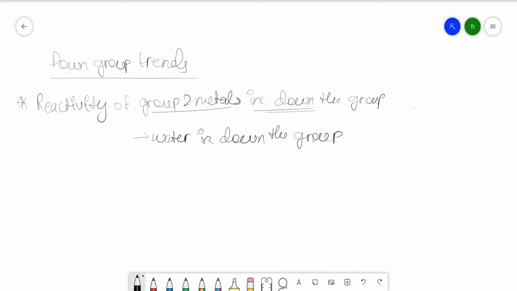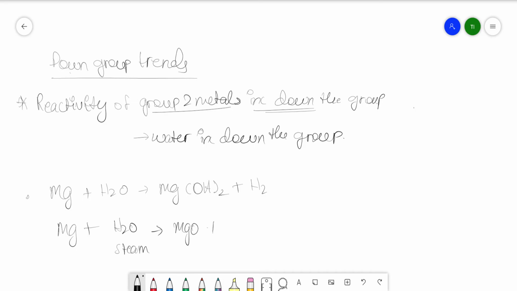An important reaction that we learned also in chemical periodicity is the reaction of magnesium with water. So when you react magnesium with cold water, you get magnesium hydroxide plus hydrogen gas, right? But when you react it with steam, H2O, where this is steam, you get magnesium oxide instead. Okay, so this is with cold water, and this is with steam, and this is important. And it was mentioned in the last lesson.